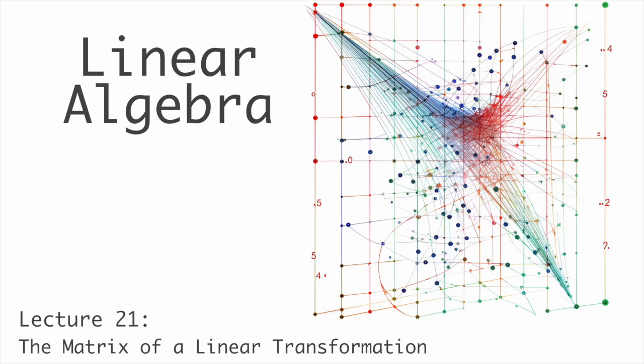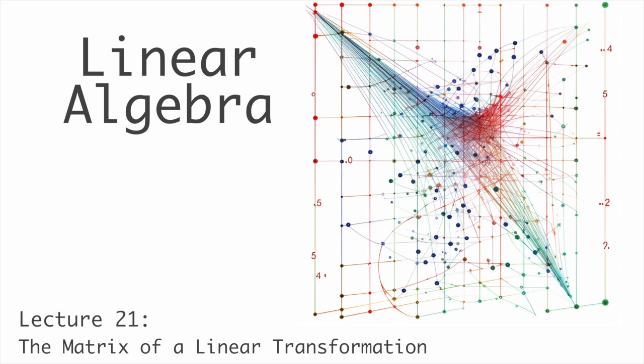Hey everyone, welcome back to Linear Algebra. This is going to be lecture 21 of the course. And in this section we're going to talk about linear transformations some more. In particular, we're going to talk about how linear transformations can be encoded as a matrix.